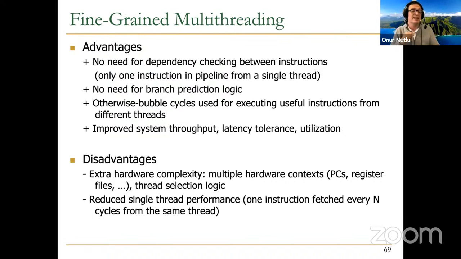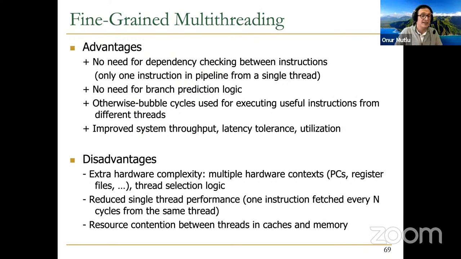And of course, another disadvantage is resource contention between threads in caches and memory. You remember the memory performance attacks that we discussed earlier to motivate a lot of interesting things in computer architecture. That happens a lot in a fine-grained multithreaded machine. Basically, different threads may try to access different memory resources, and they contend with each other. And as a result, you may actually get into unfairness issues like we discussed very early in this course.